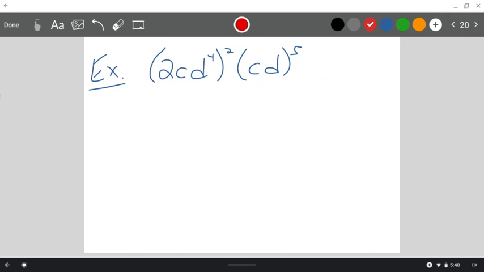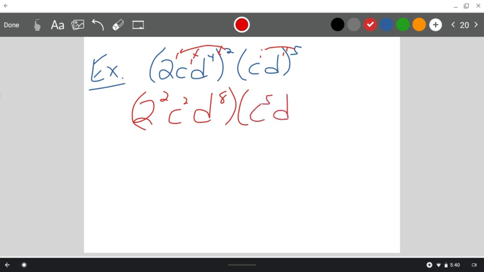This one has exponents outside of parentheses. Remember, you multiply the exponents. So that would give us 2 squared c squared d to the 8th, c to the 5th, d to the 5th. Now I'm multiplying same base with the c's and the d's. When you multiply same base, you add the exponents.